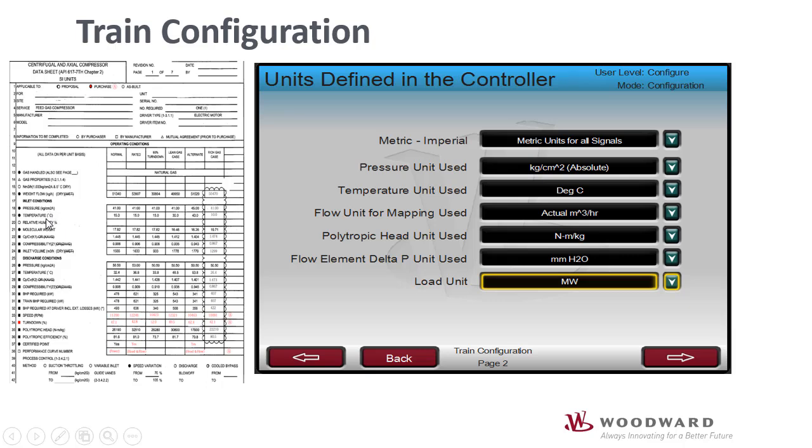Next is temperature, degrees Celsius. Flow unit for mapping is actual meter cube per hour. Polytropic head units, that is Newton meter per kg, and flow element delta P is mmH2O.